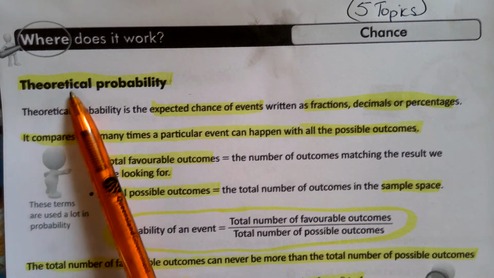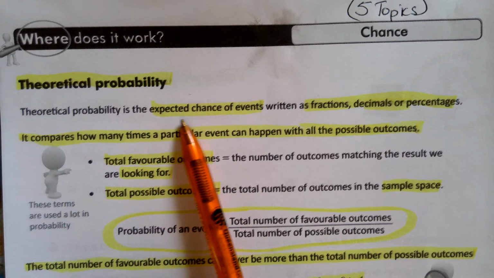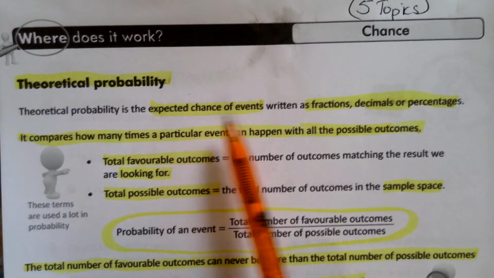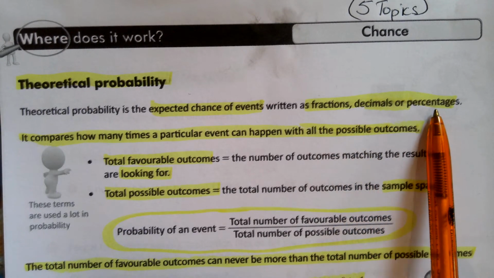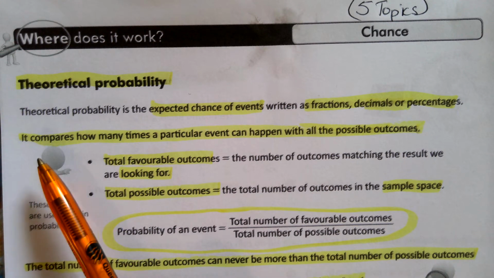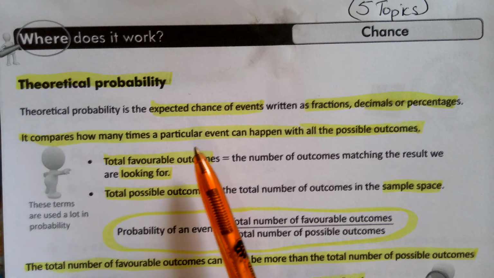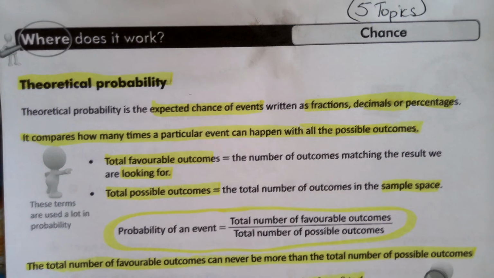It's to do with theory. So in theory, it's what you would expect the chances to be on the outcomes. And probability is written as a fraction, a decimal, or a percentage. And you'll be asked to do all of them at different stages. Okay, it compares how many times a particular event can happen with all the possible outcomes.